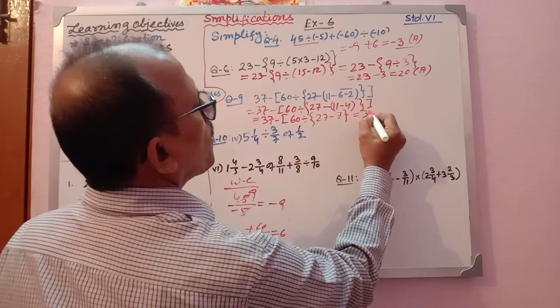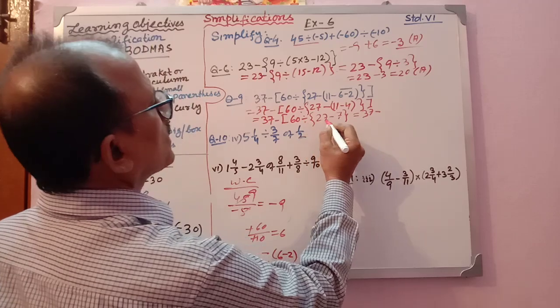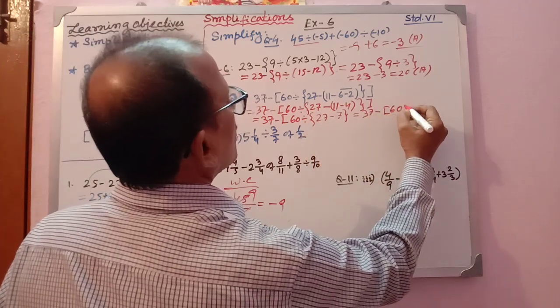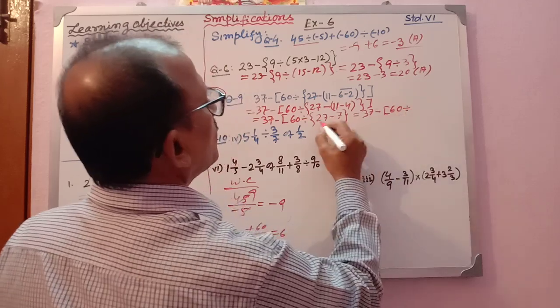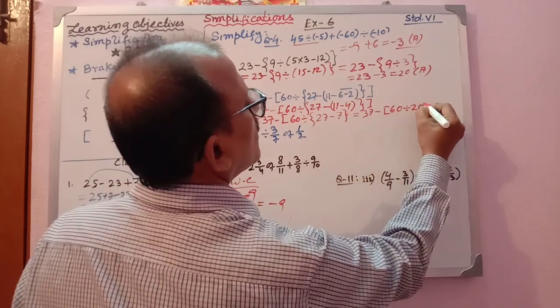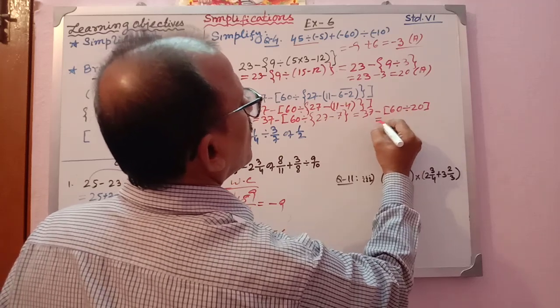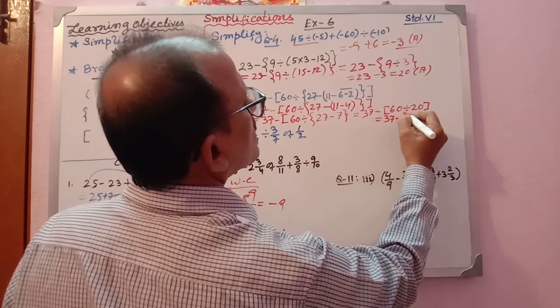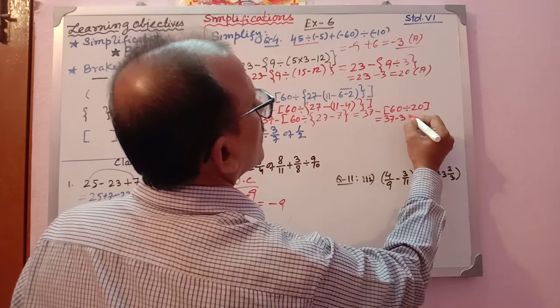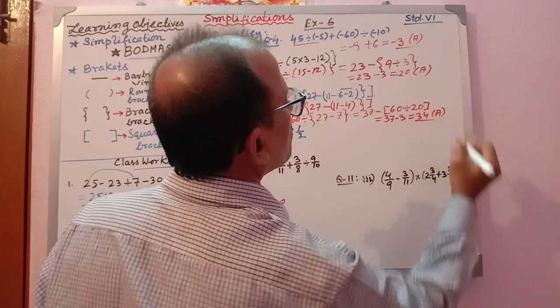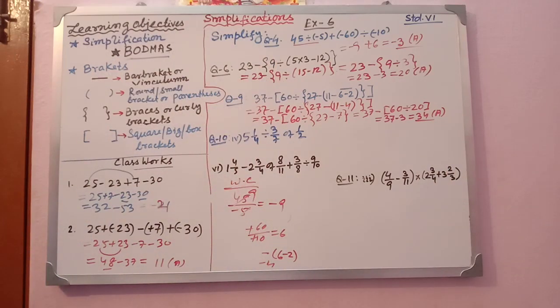Now 37 minus, you do the second bracket work within the square bracket, 60 divided by, if you do it, it will be 20. Now this part, your 37 minus the square bracket will be 3, it will become 34. 34 is the answer. If you go step by step, your answer will match. Check, your answer will definitely match.